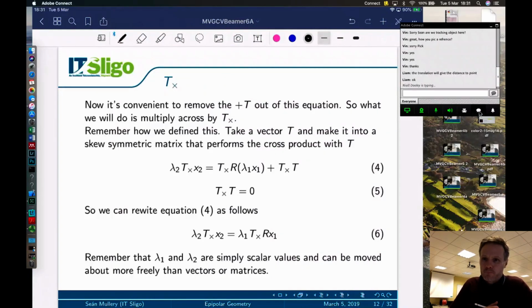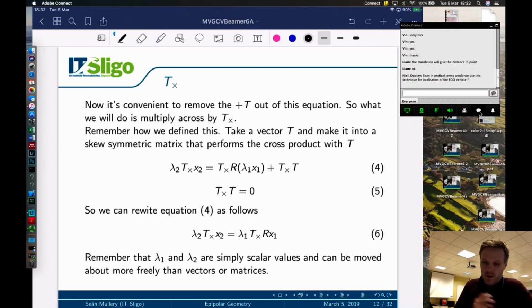So keep going there, Niall, and I'll just keep going here while you're typing. What we want to do is get rid of that translation. That's a convenient thing to do because it'll make things easier on us. The translation is a 3D coordinate, or it has 3 dimensions to it. So we want to remove it, and we're going to use that system that we came up with later.